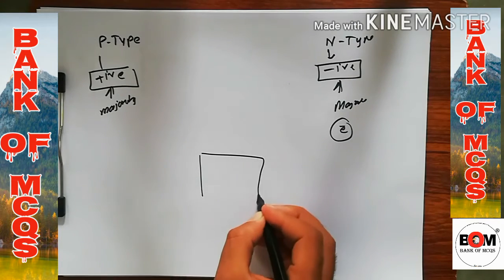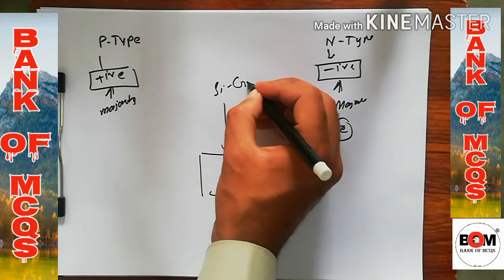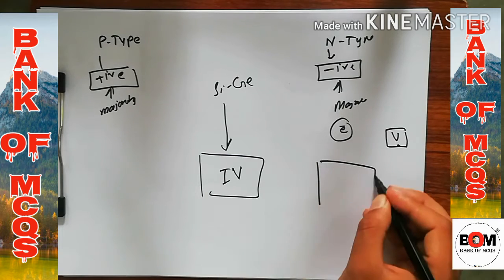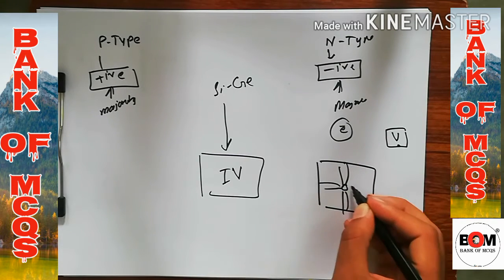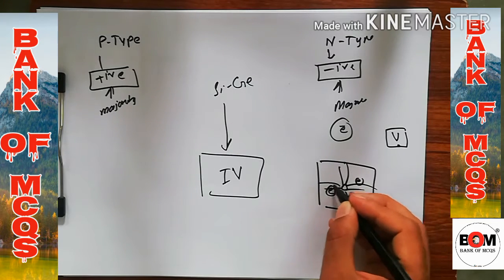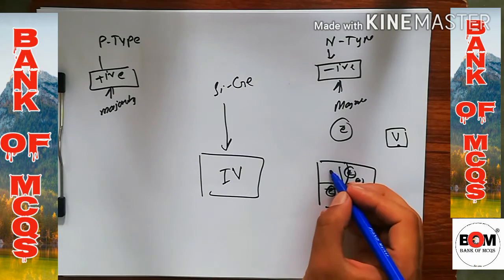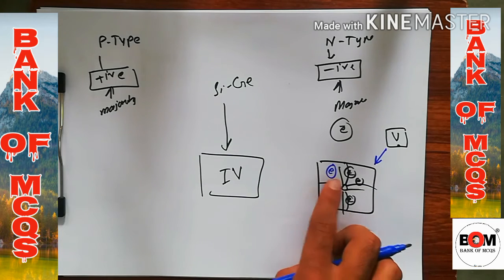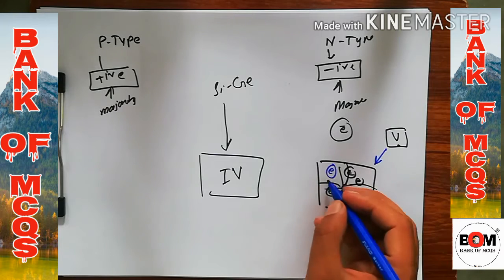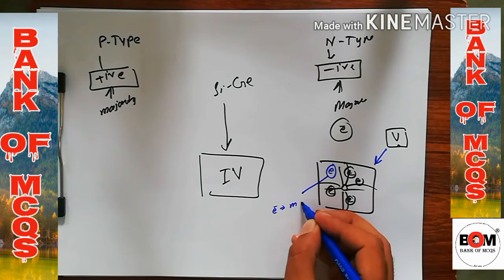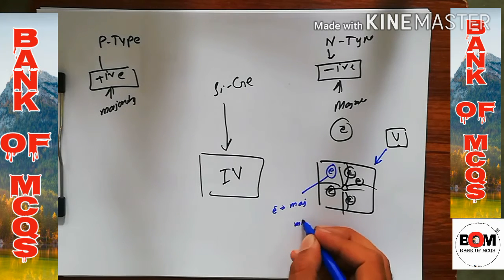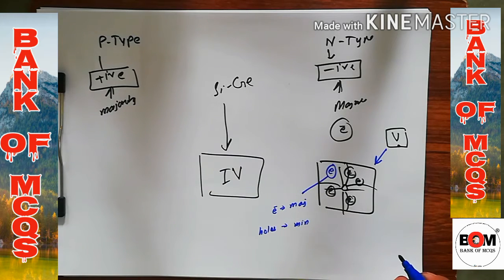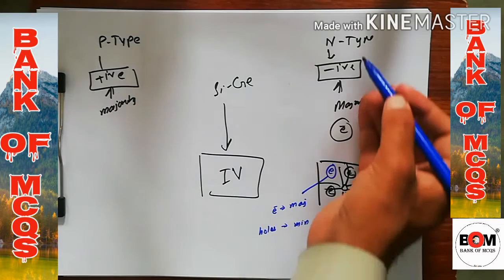It means that if we have original fourth group elements, silicon or germanium, and we add a fifth group element to this, the fifth group element has one extra electron, so it will have 1, 2, 3, 4, and one extra electron. So when replacing the fourth group atom by a fifth one, we have an extra electron. Now electrons are in majority. So we can also say that holes are in minority. One is excess, the other is less. So here electrons are in majority, that is negative charge, so this is called N type.